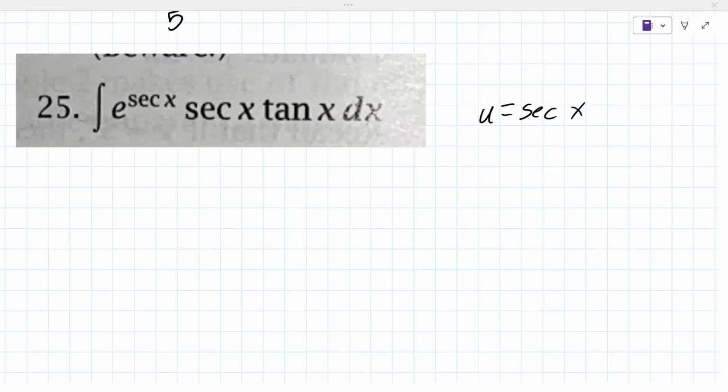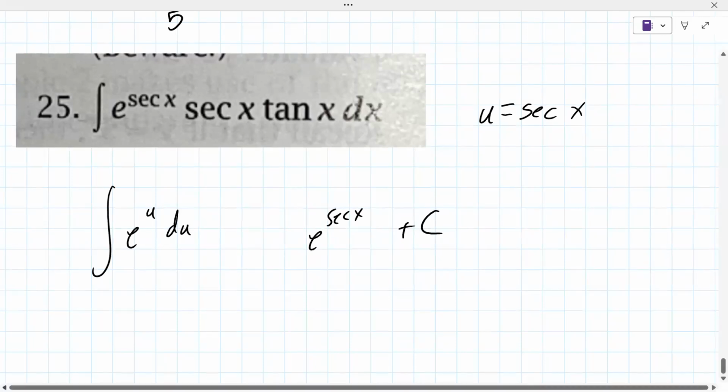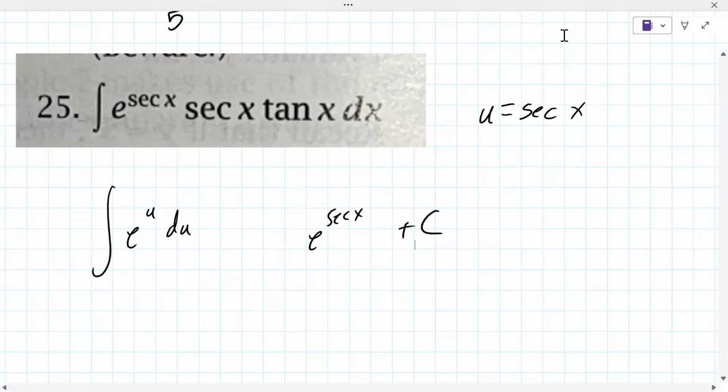Is it just e to the secant x plus c? Are you surprised by that? It just seems a little bit too easy. Yeah. Well, it does become e to the u du, so it ends up being e to the secant x plus c. You can always try it out. You can always take the derivative of that and see if it works.